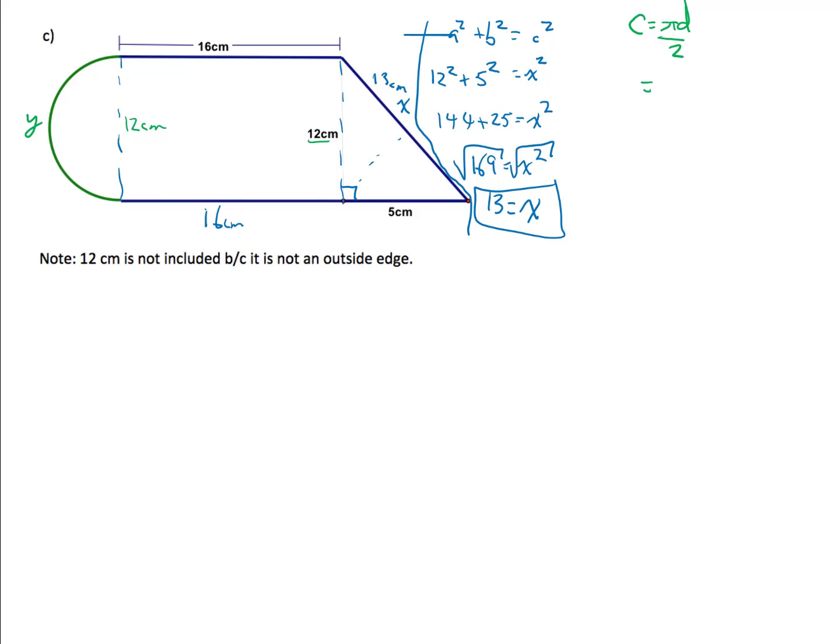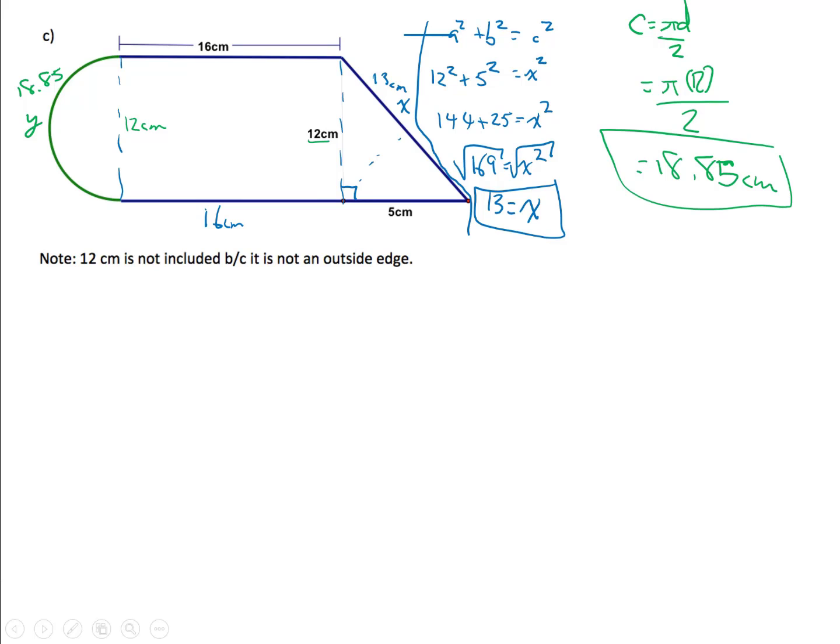So now we need to plug in all of our numbers. So it's just pi times 12 all over 2, which is just 18.85 centimeters. So now we know what Y is. This is 18.85.